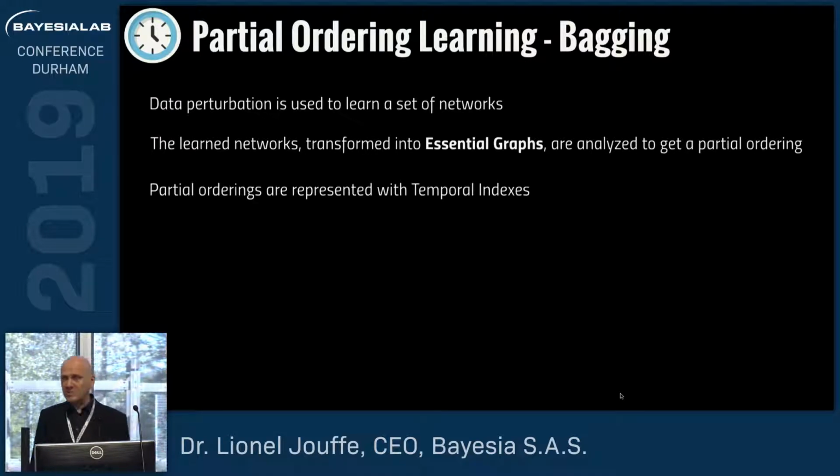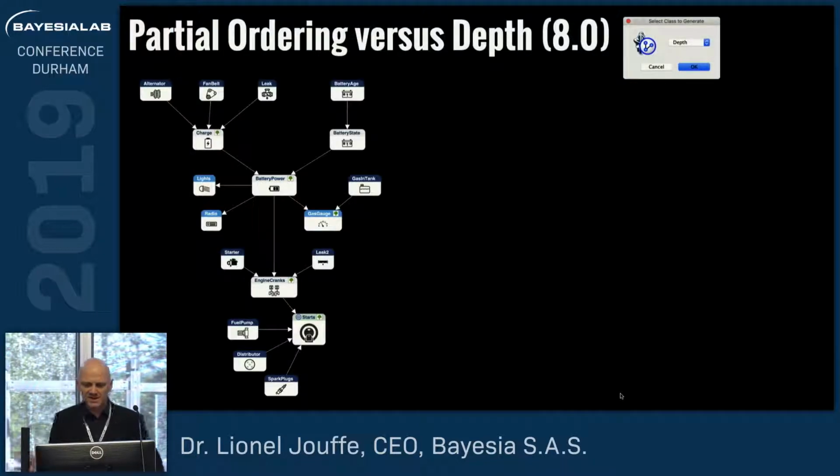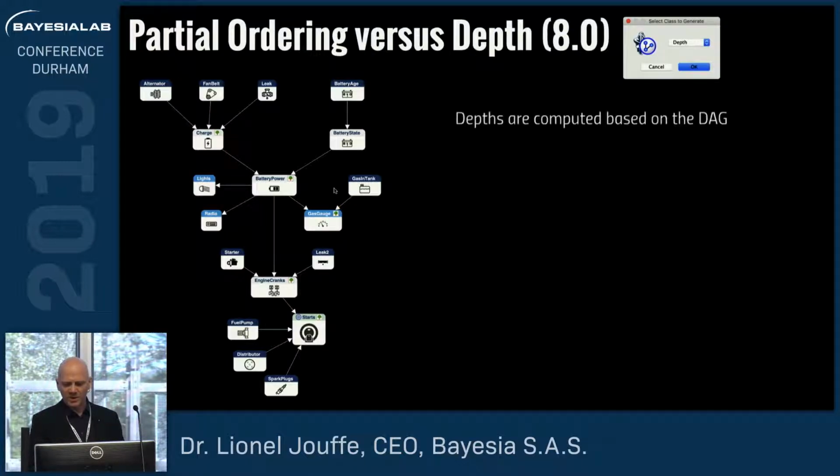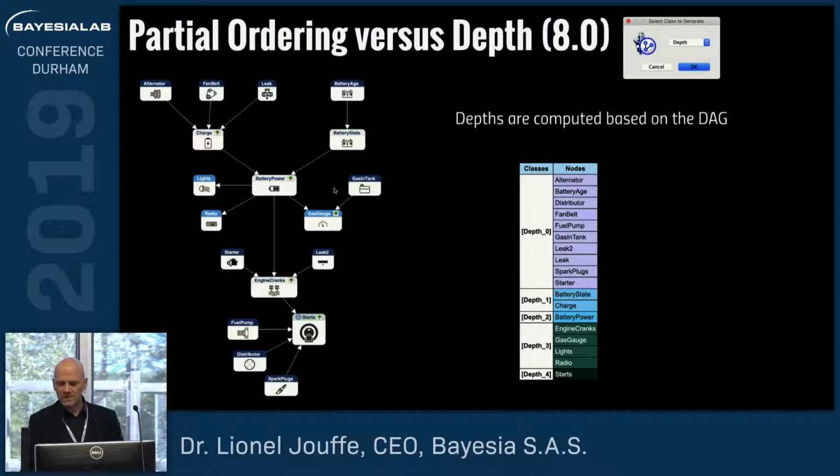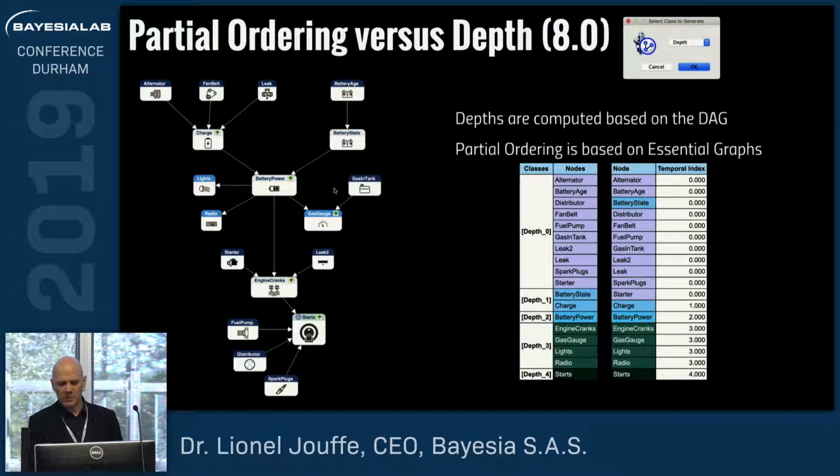And then, we are representing the partial ordering by using temporal indexes. This is here an example with a famous network called Car Start. If I do partial ordering here, I just want to compare the partial ordering with a feature we added last year, which allows you to compute the depth of the nodes by using a class. So if you estimate the depth of the nodes here, you're going to have these blue nodes.